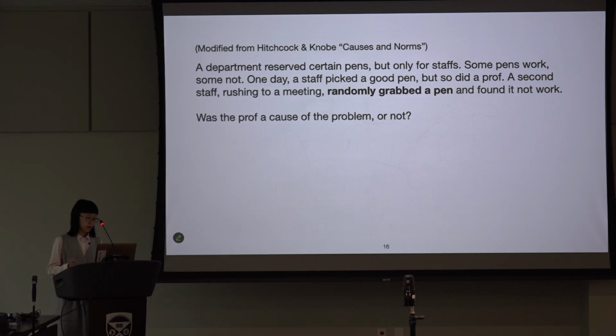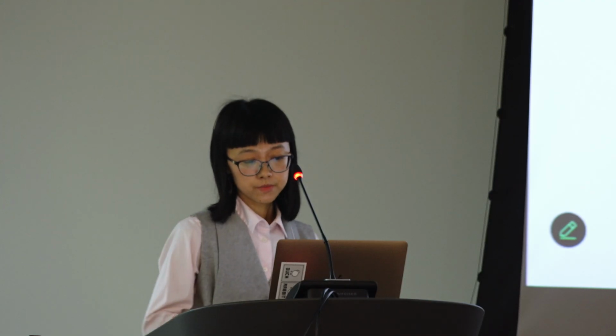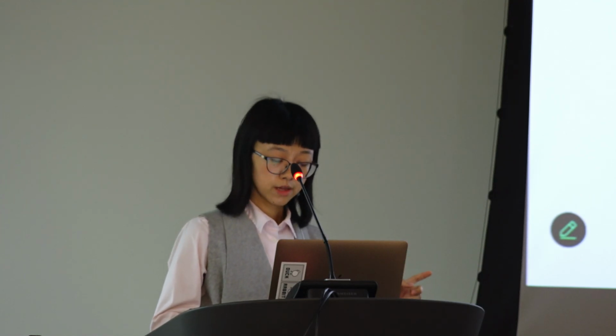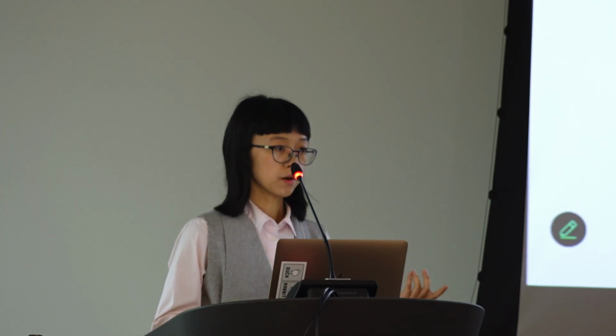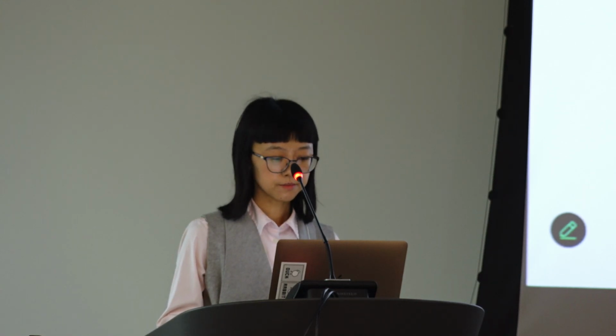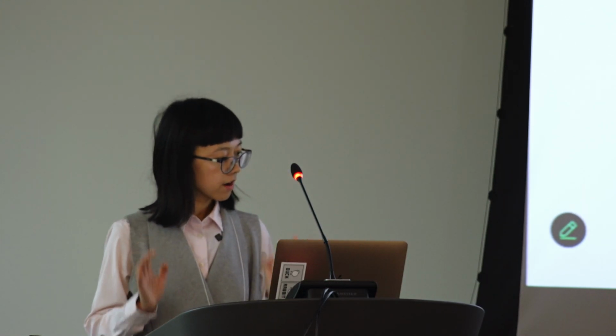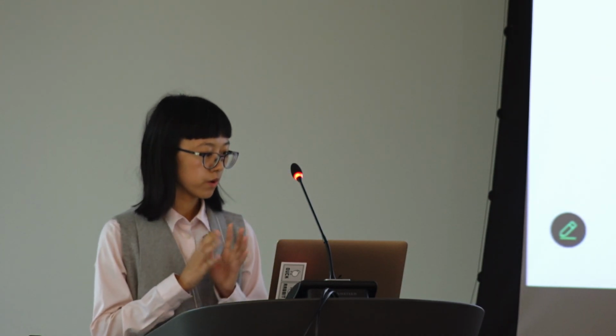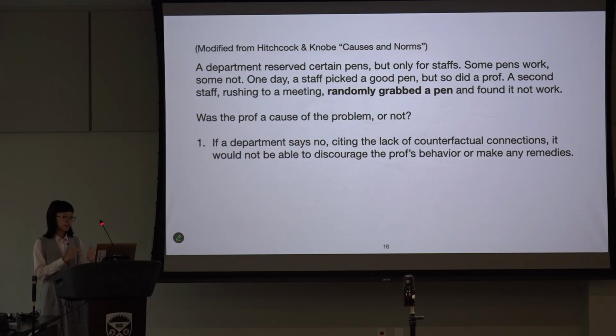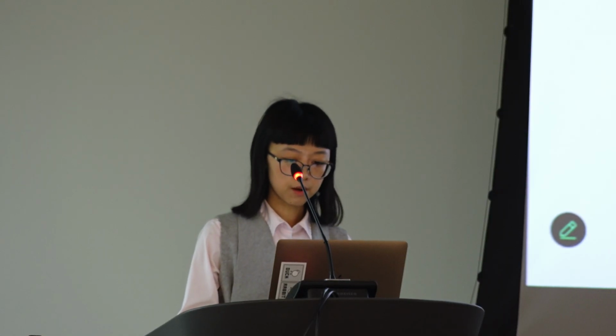The reason why this question is asked is because, given what we know, even if the professor did not take that pen, the second staff member could still have grabbed a bad pen. So there is no deterministic connection here. Now, because we are taking a functional inquiry, not a realist one, we consider the consequence of making or not making the causal attribution. So if the department says no, it would not have any ground to discourage the professor's behavior or make any remedies to the situation, because it is regarded as not a cause of the problem.